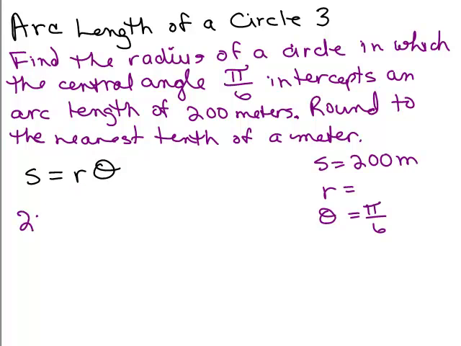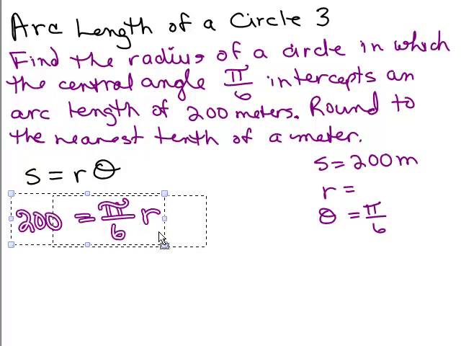So we have 200 is equal to R times theta. Now, I'm going to write that as pi over 6 times R instead of R times pi over 6. The only reason is because I'm used to seeing the variable we want to solve for to the right with the coefficient on the left. Okay, I'm going to move this over a little bit.